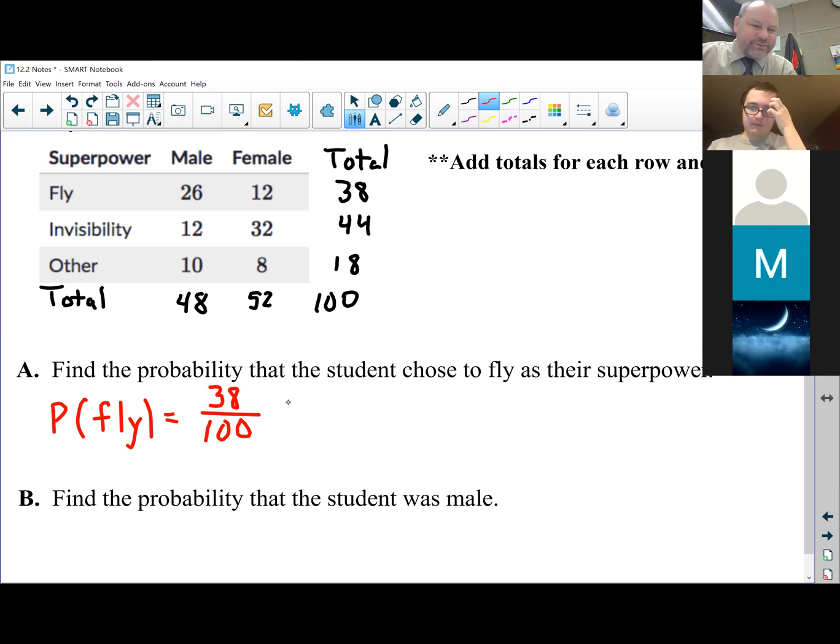As a fraction, does it reduce? Shane, what do you get? Yes, we can divide it by 2 in order to get 19 over 50. There you go. Correct.